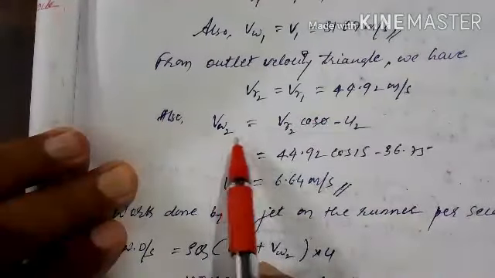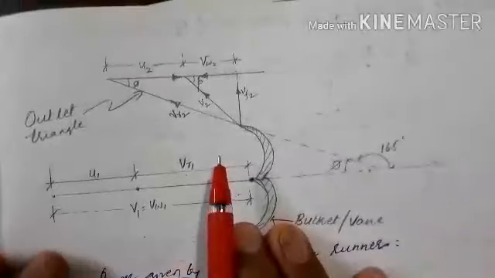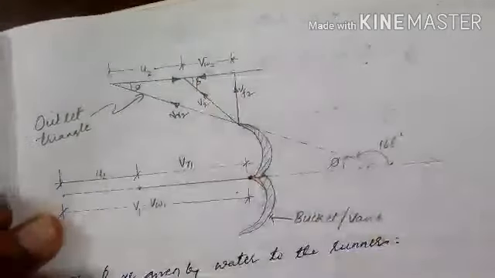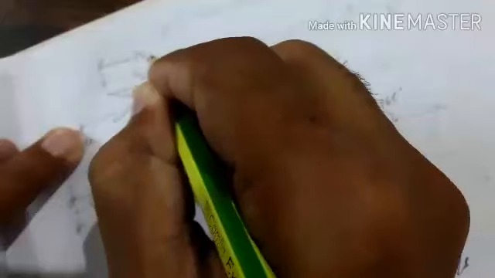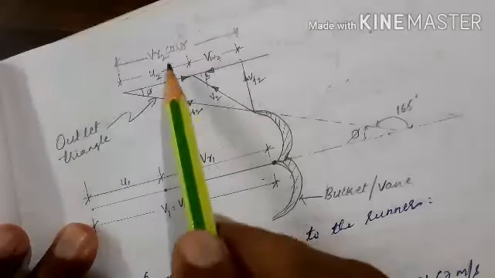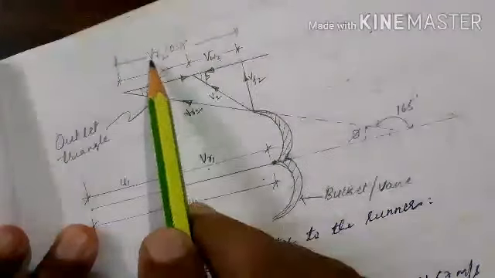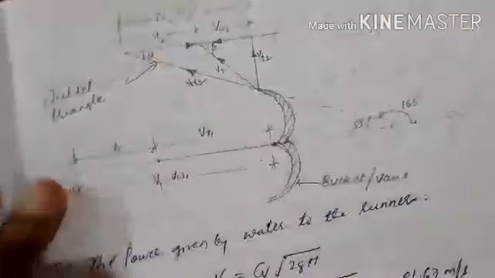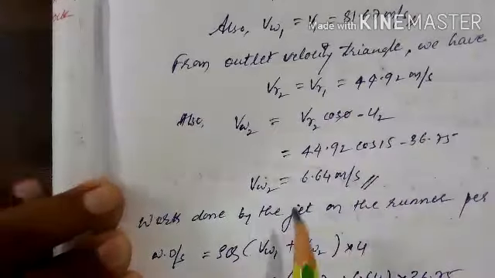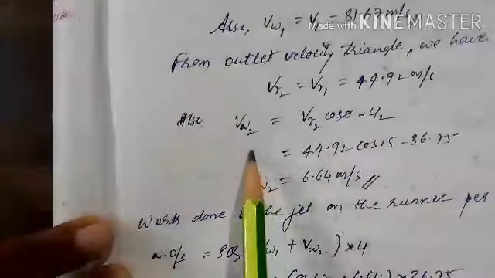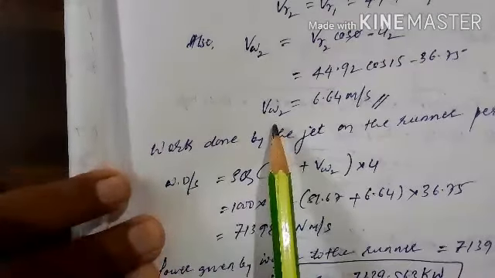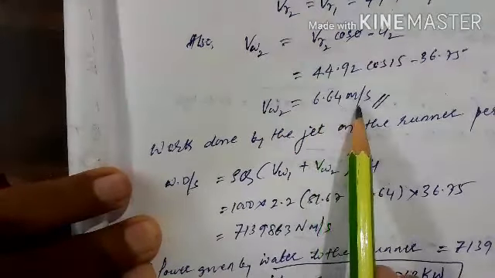Then finally vw2 to be calculated. Again referring to the velocity triangle at outlet, vw2 will be this one. This is vr2 cos phi. That is the component of vr2, this one horizontal component of vr2. Then vr2 cos phi minus u2 gives you vw2. This is vw2. That is velocity of whirl at outlet will be 6.64 meter per second.